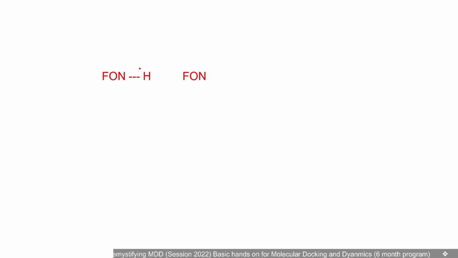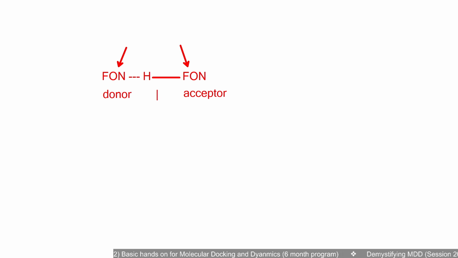So the group already bonded to the hydrogen atom is known as the donor, from where this hydrogen atom will be moved to a higher electronegative atom, which is called the acceptor. And there will be some distance between these two groups, and that distance cutoff is based on earlier research, roughly ranging from 2 Angstrom to 3 Angstrom.